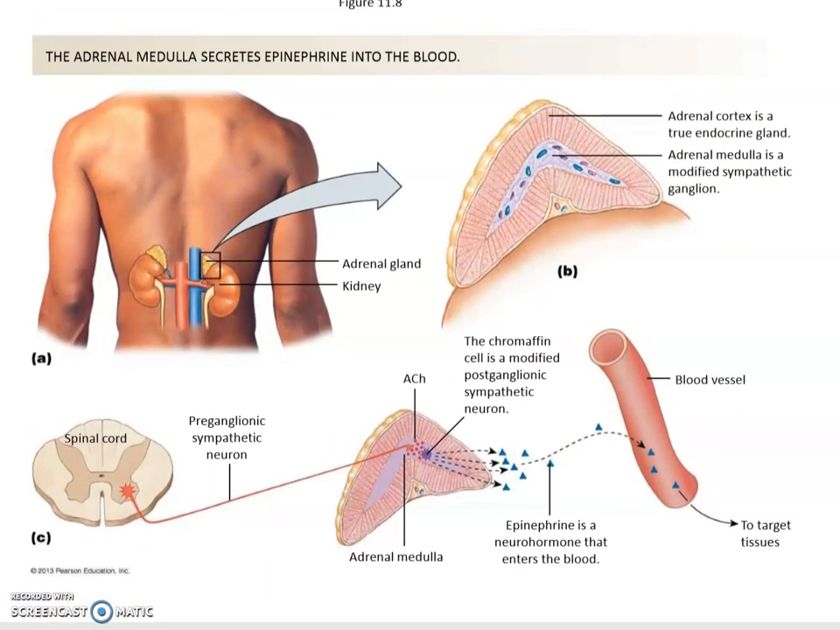So the adrenal medulla, the center, medulla is always the center here. It's a modified sympathetic ganglion, and it releases, so here we have the preganglionic neuron, and so here this is sort of this modified ganglion, this gland/ganglion, and it's releasing epinephrine directly into the blood.